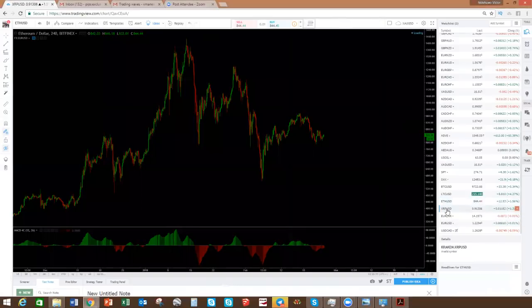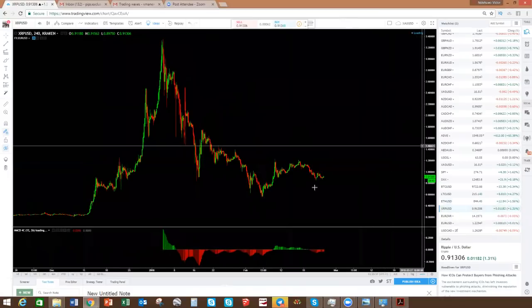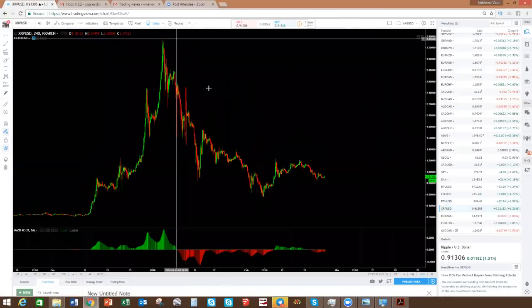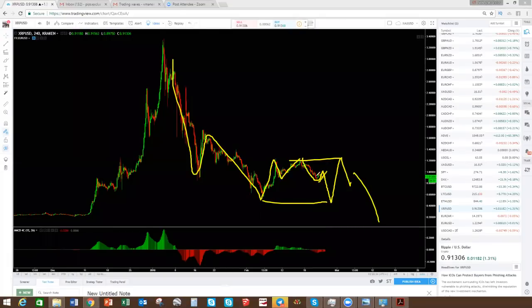That's Ethereum. Ripple, 3 waves down, 3 waves up, 3 waves pullback. Could it do this before it goes down? So you need to keep an eye on what is happening at this stage.